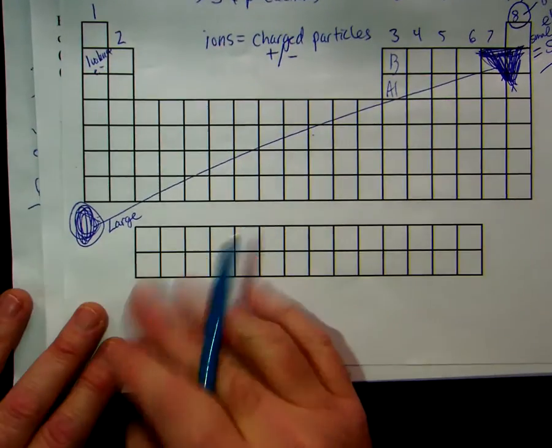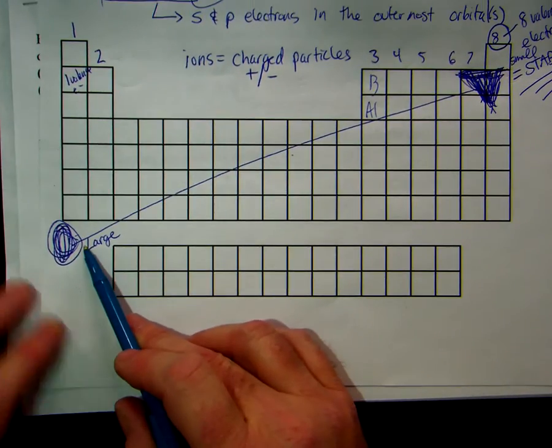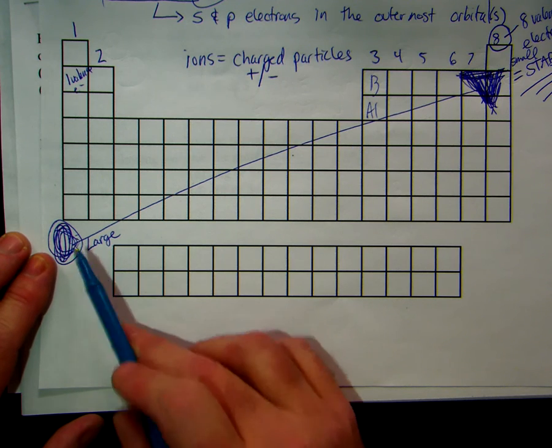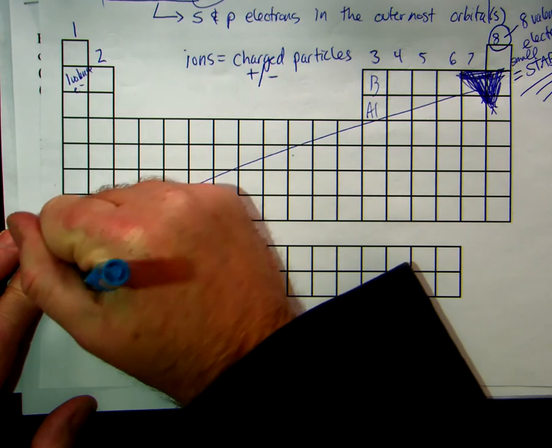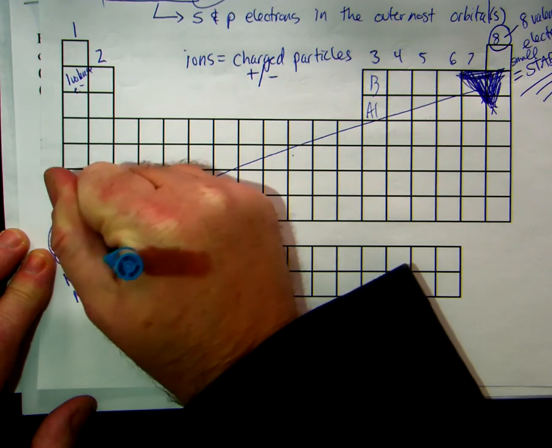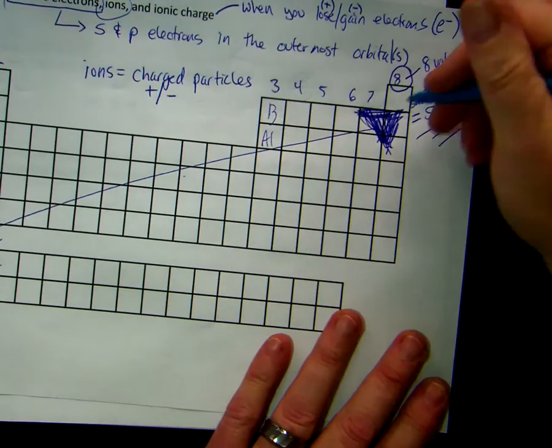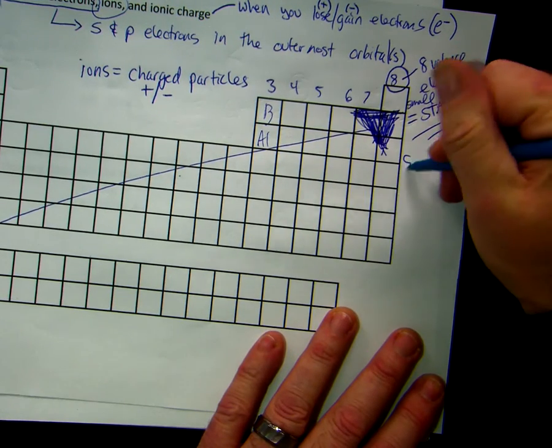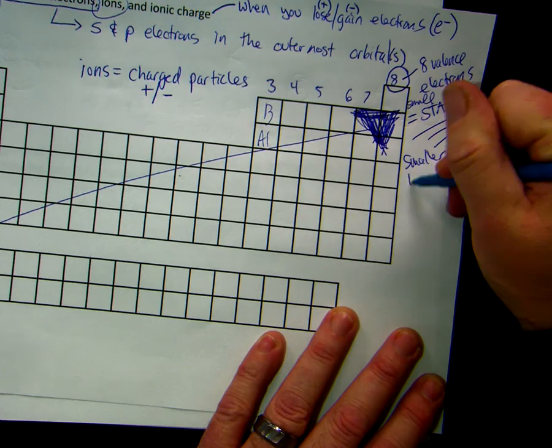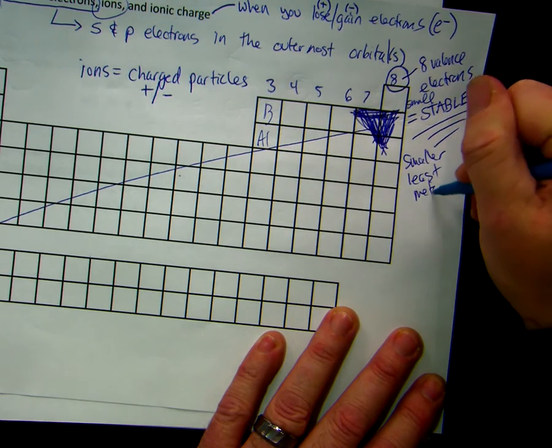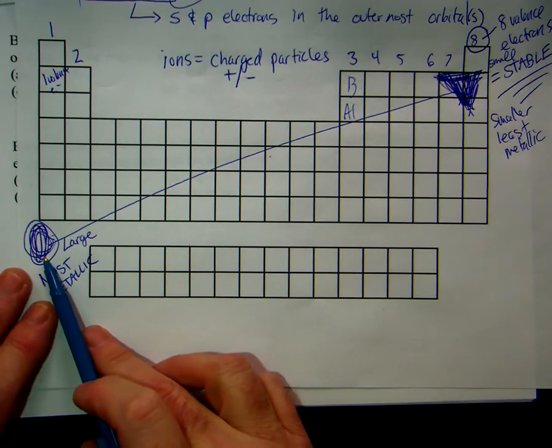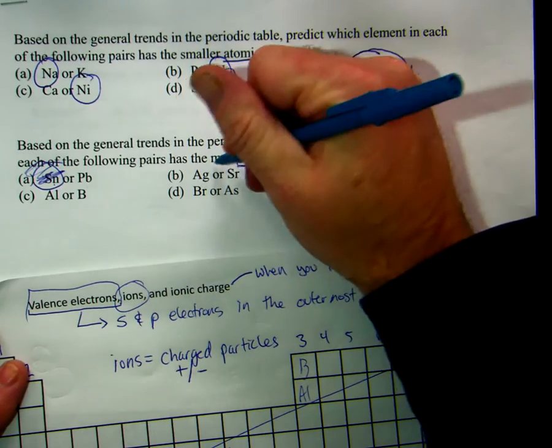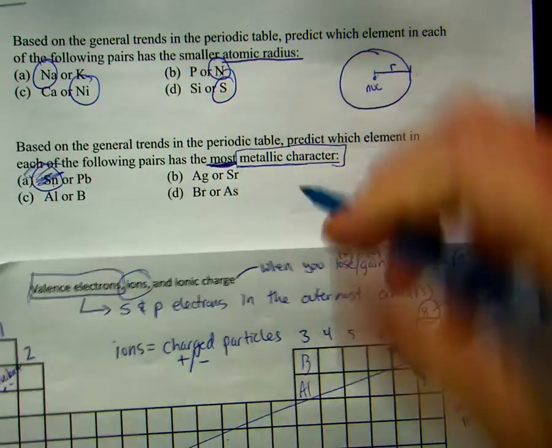So we go here. If you like the idea that things are the biggest or the mostest or the greatest down here, we'll say this would be the most metallic. And as you go up and to the right, you're smaller and you're least metallic. So down here, bottom left-hand corner, most metallic, upper right-hand corner, least metallic. All right. So this one wants most metallic character, the most.